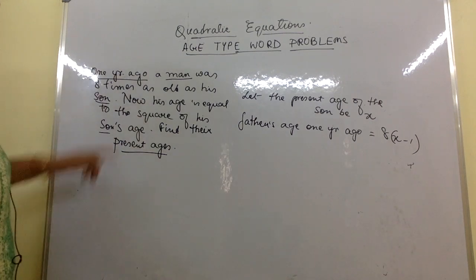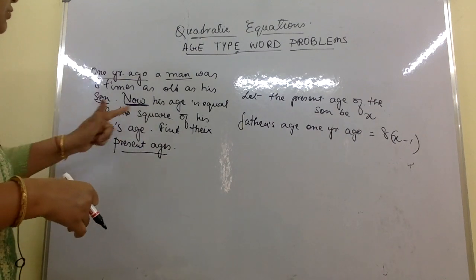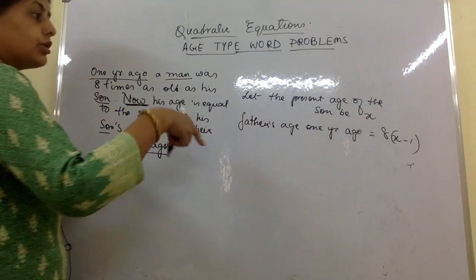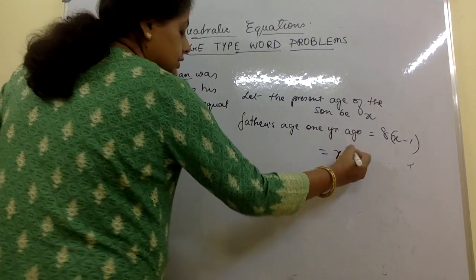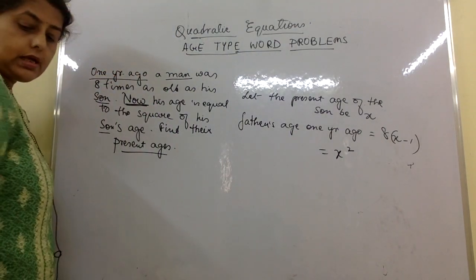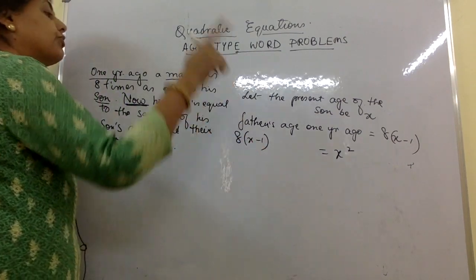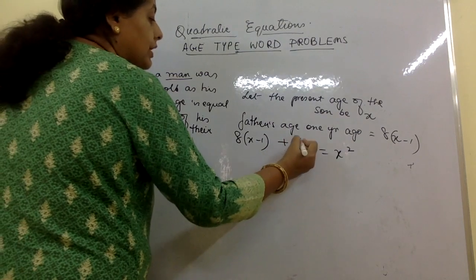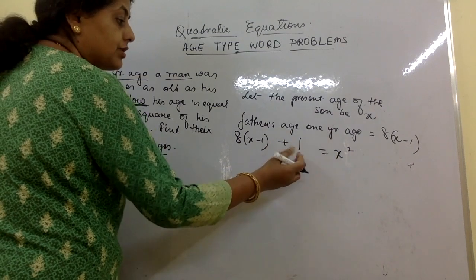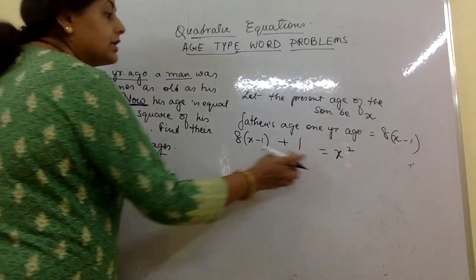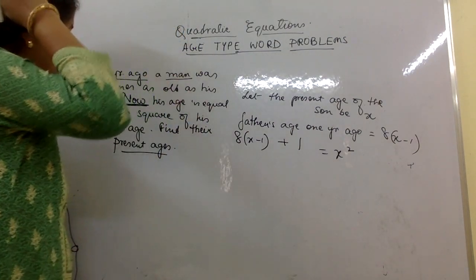Now what does "now" mean? Now means at present. His age is equal to the square of his son's age. Now what is the father's age now? First thing, the square of his son's age now is x square. And what is the father now? 8x minus 1 was the father's age 1 year ago, plus 1, then he comes to the present. From 1 year ago, if you add 1, he comes to the present. So this is one way of expressing his age, and this is another way of expressing his age, that is the square of his son's age.